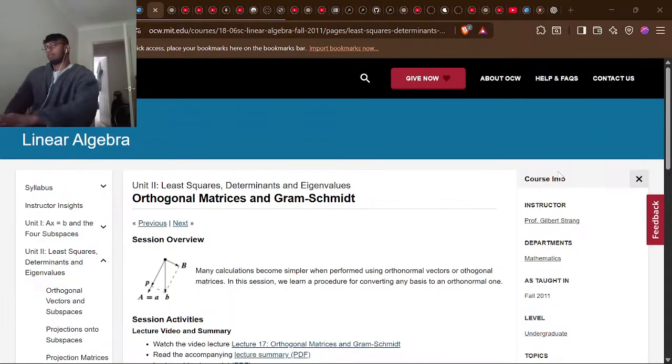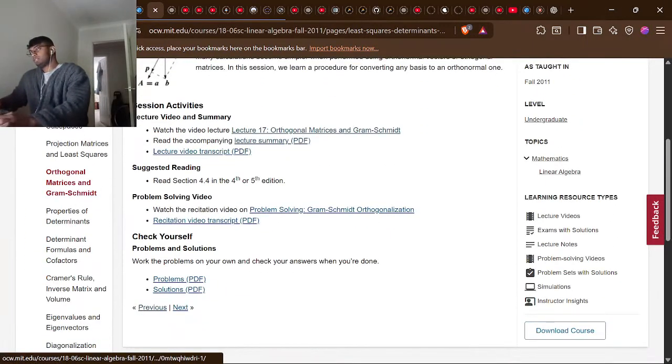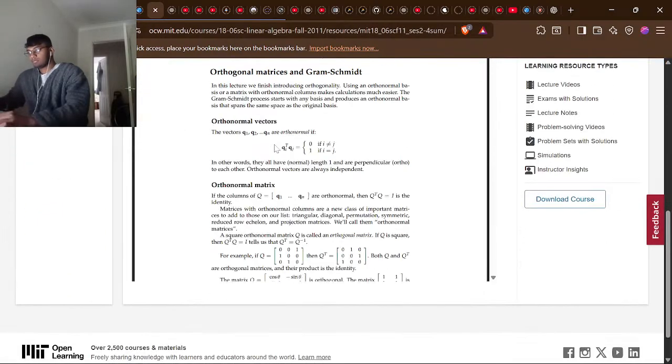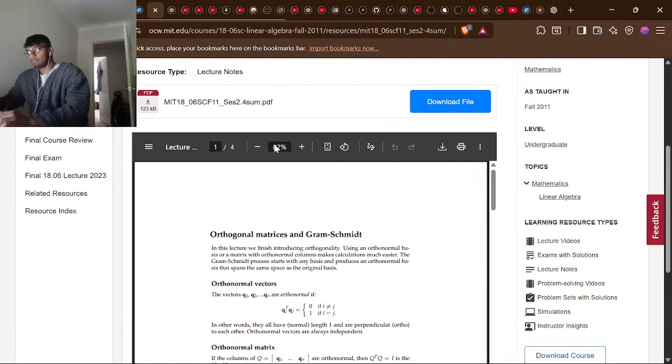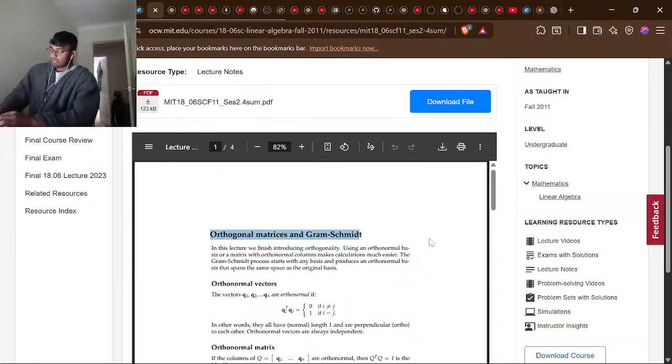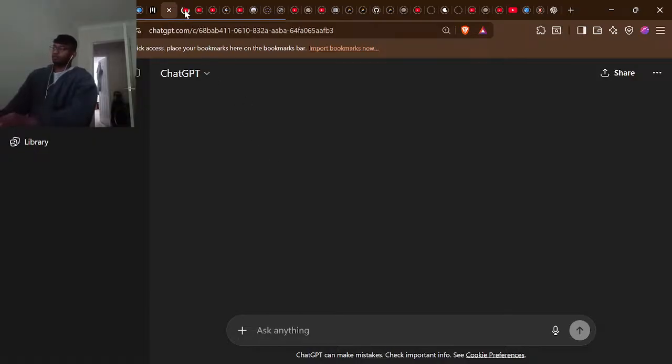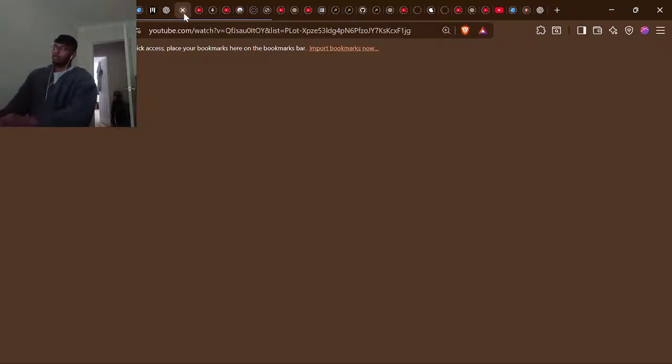A little linear algebra. Let's see, I think this is the last thing that I have studied. Let's do a summary real quick. Orthogonal, Gram-Schmidt. This is the last thing that I've studied, so I can check here. Maybe not. Yeah, all of this can go.